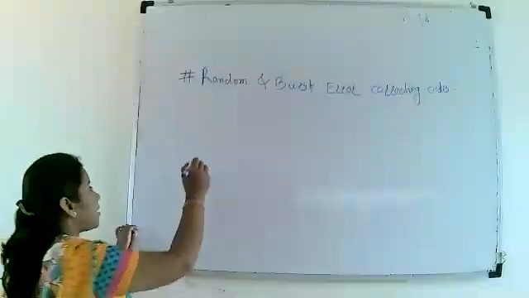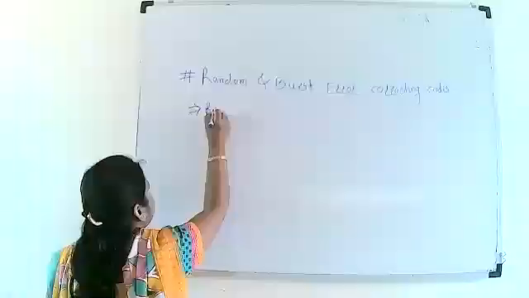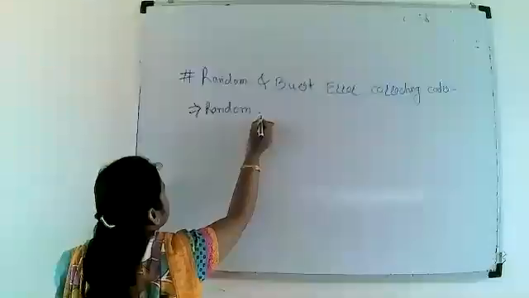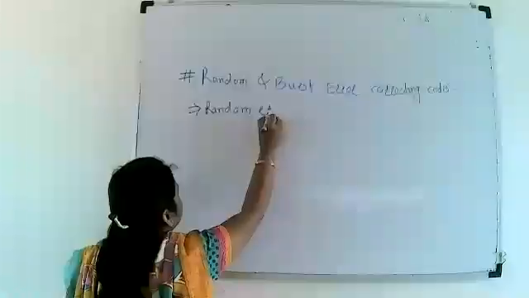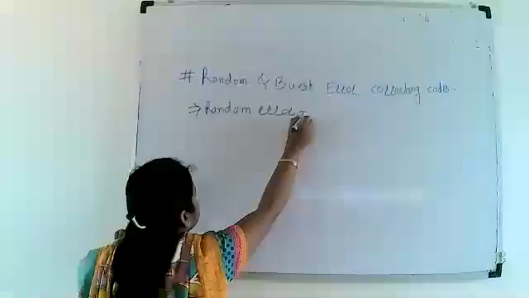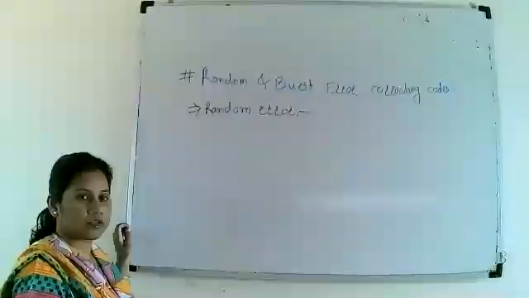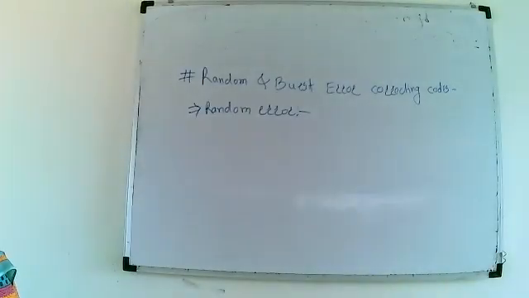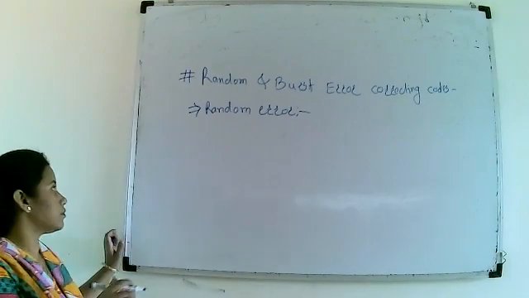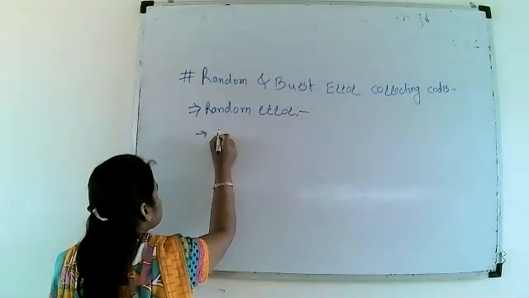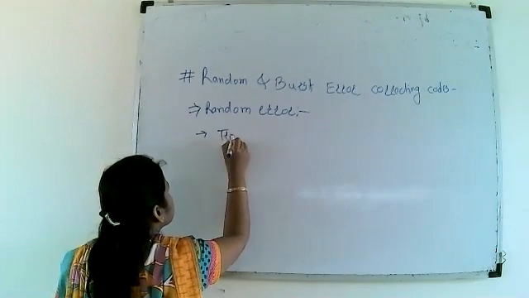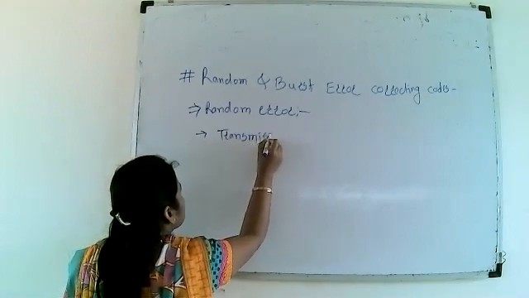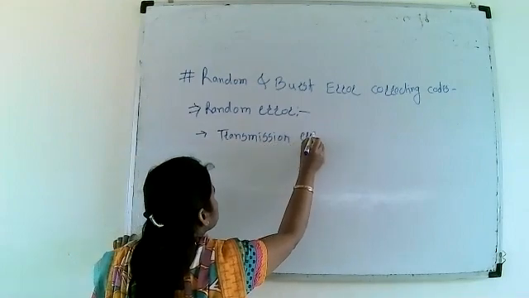First we will go towards the random codes. Which are the random errors and which are the burst errors? So first we will see the random errors. These two occur as transmission errors. Transmission errors are of two types, random errors and burst errors.